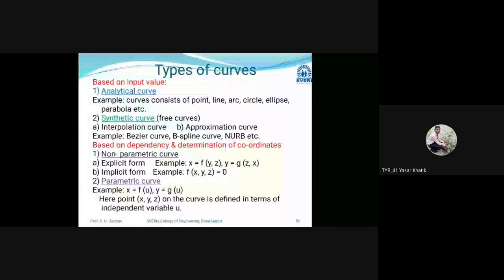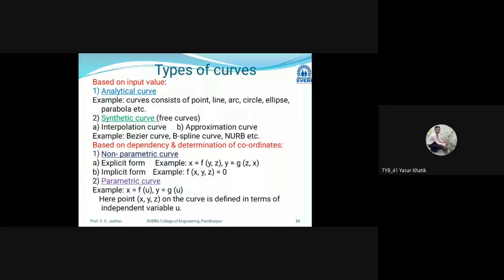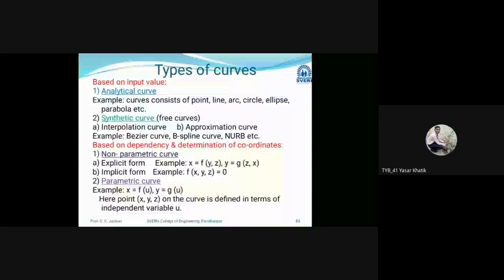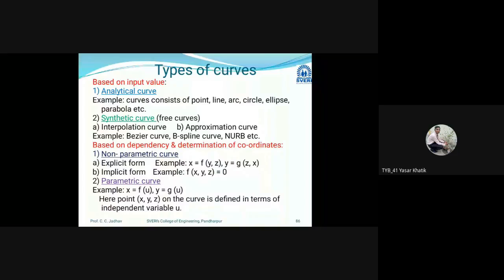Then, based upon the dependency and determination of the coordinates, we see two important parts: non-parametric curve and parametric curve. Again, in the non-parametric, we see explicit form and implicit form. Right now, it is not important for you to know how we calculate the explicit and implicit form. For your information and understanding, I'm just going to tell you the meaning of non-parametric and parametric curves.